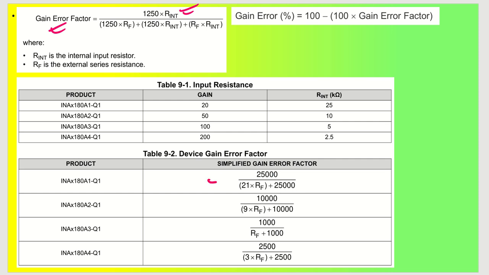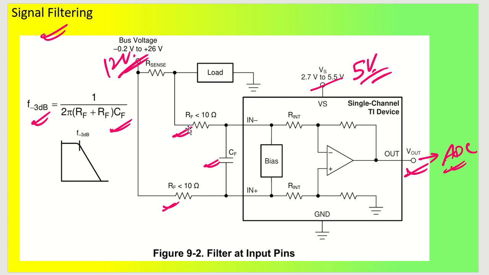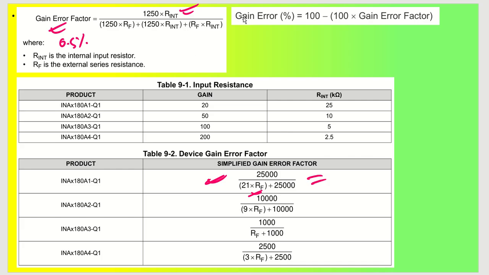Let us say we want to find the gain error factor of 0.5%. In that case 0.5% will be equal to this one, and from there we will be able to get my RF value, and that's how these RF values will be utilized here. Got it? And if you want a gain error in percentage, then that will be equal to 100 minus 100 times gain error factor. Okay, so that will be your percentage gain.